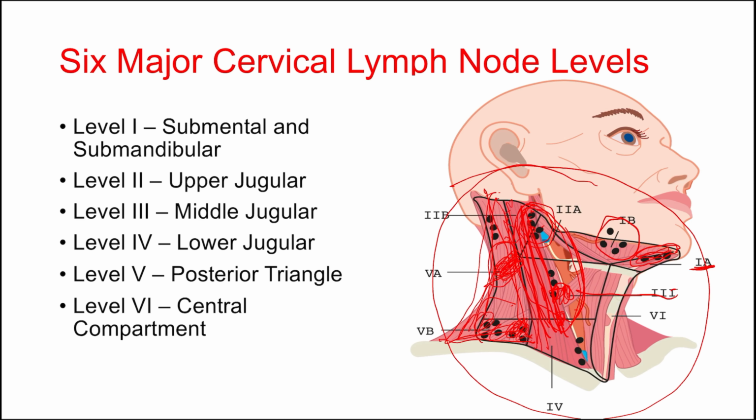Finally, level 6 nodes lie in the central compartment of the neck between the carotid arteries. So, in the central compartment of the neck, level 6 will be lying. This is level 6, and it lies in the central compartment of the neck.